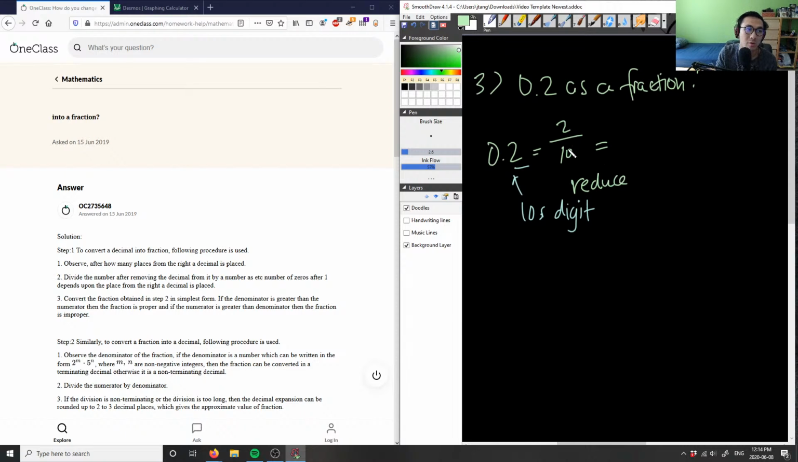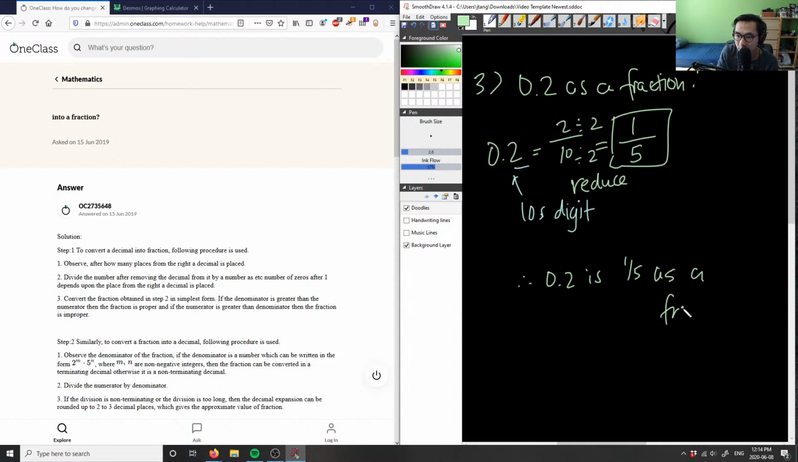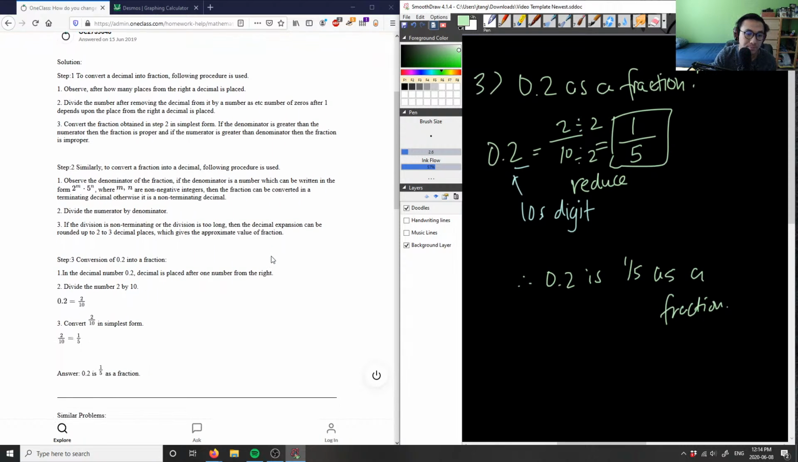So we're going to reduce this. I see that for 2 and 10, the greatest common factor is 2. So we can divide this by 2 and divide this by 2. 2 divided by 2 is 1, 10 divided by 2 is 5. So our answer here is 1 over 5. So 0.2 is 1/5 as a fraction. And that's going to be the correct answer for this problem.